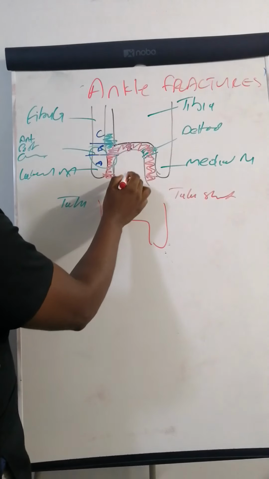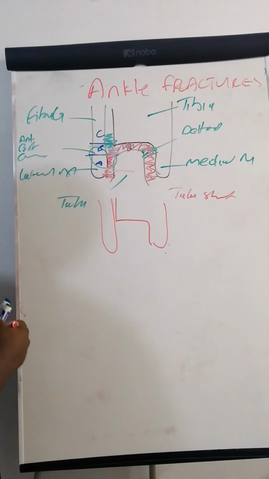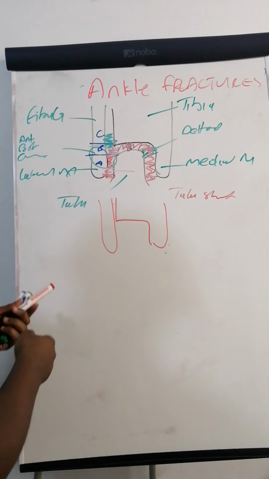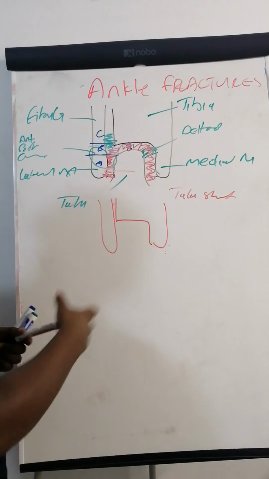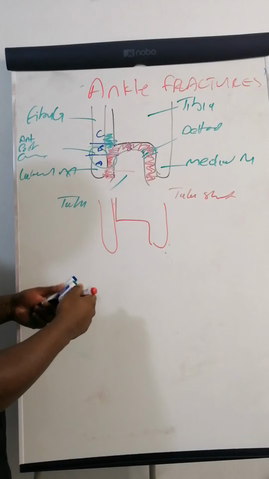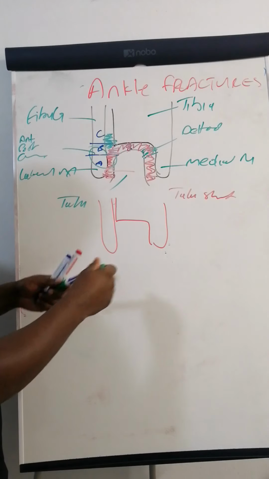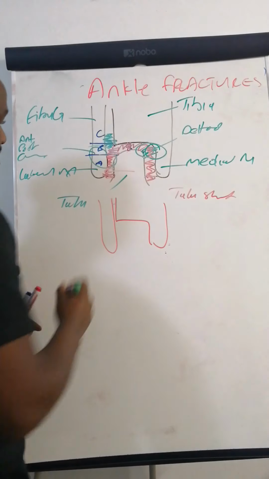Most of the time, it's going to be a lateral one. Lateral Talar shift. So if you've got a Talar shift, it means that your deltoid ligament is gone. So your deltoid ligament here is gone.